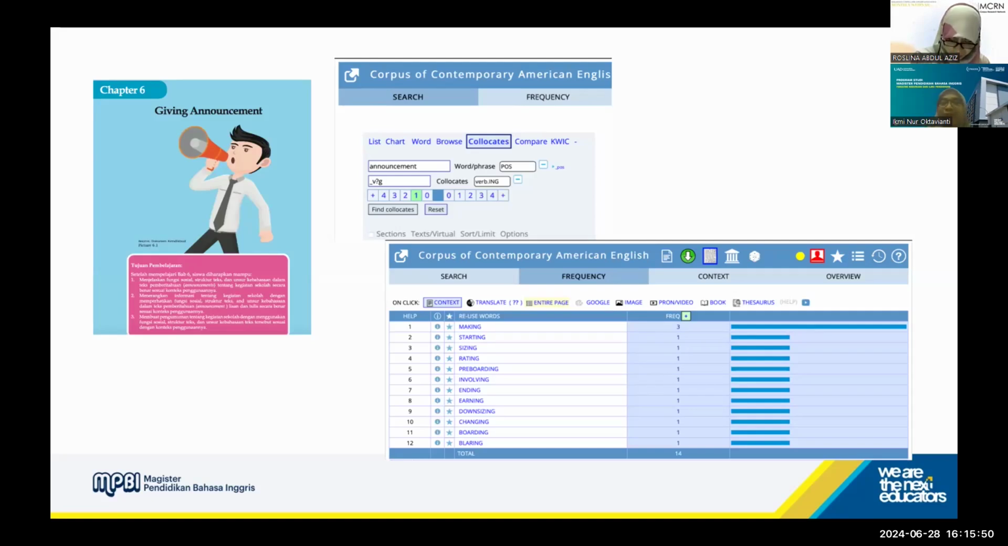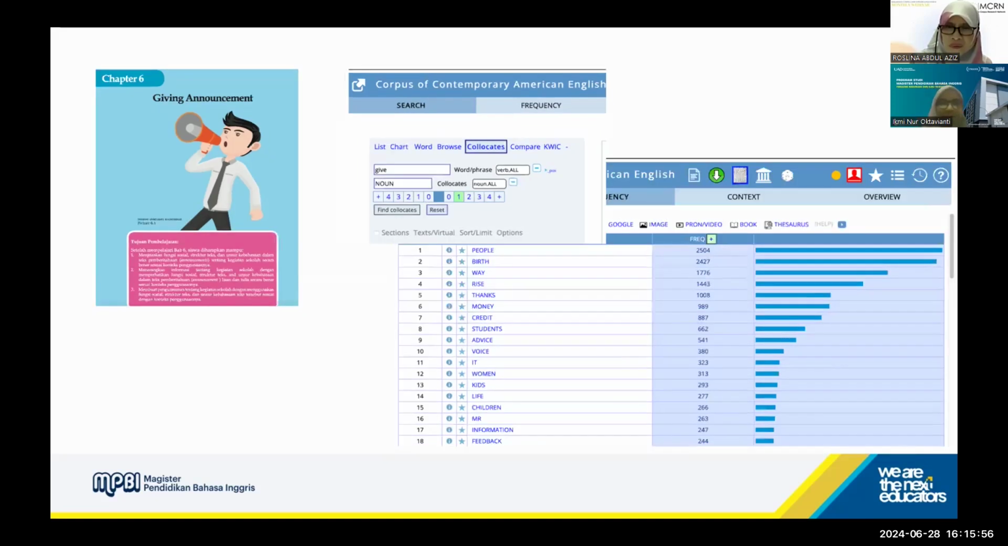So why do we have this structure here? I think it's the influence of Indonesian structure that we can find here. And also when I check the verb give and the nouns that can follow give or giving, we can see that announcement is not there as well. So this is interesting, because it means that the construction giving announcement is not natural in English, but we do have that in our textbook.